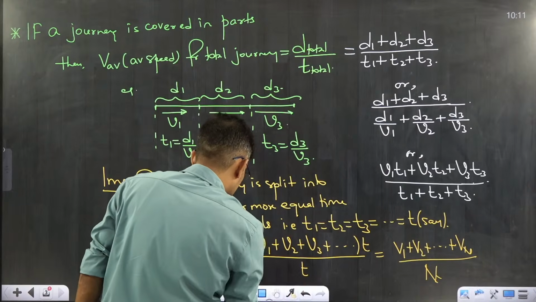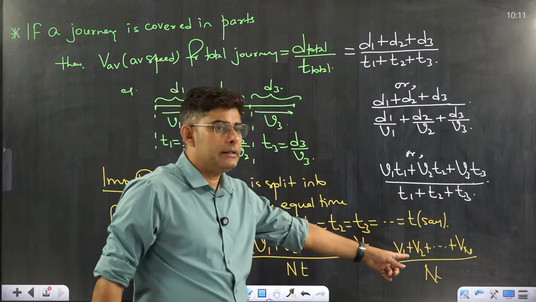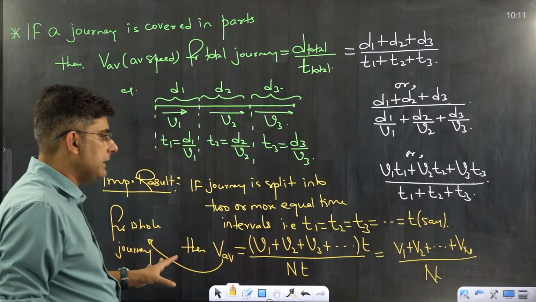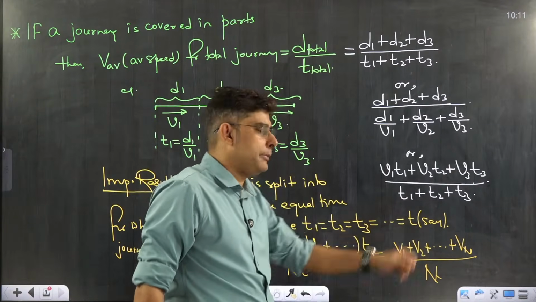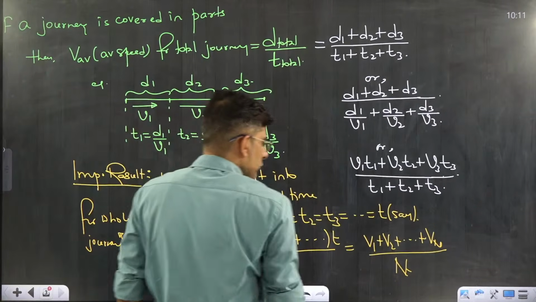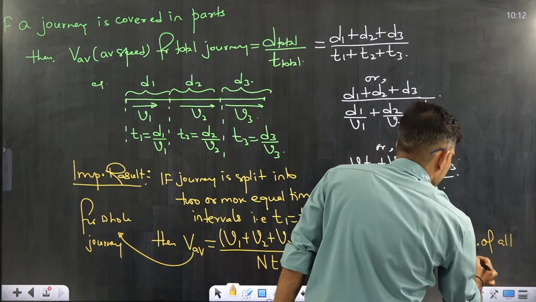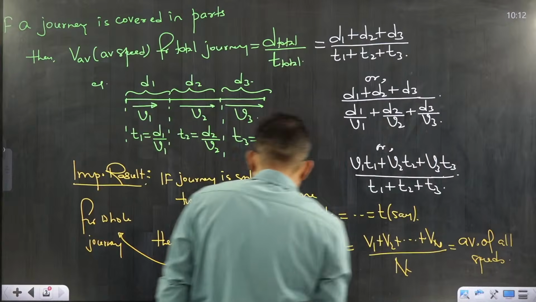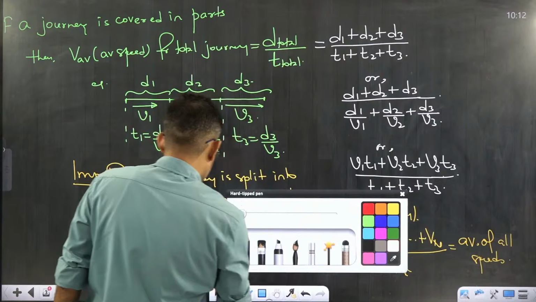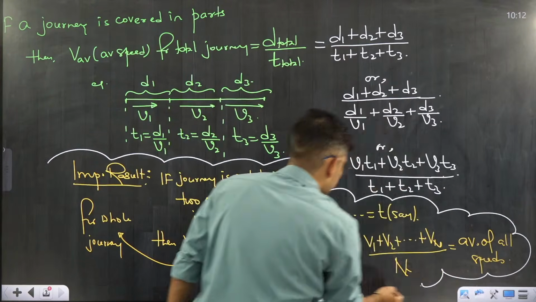If you divide the time into n parts, you will directly get the average of all speeds. So the average speed for the whole journey will become the average of all speeds. So this is a very important result which we can use. But this concept is only to be used whenever you see that the journey is split into equal time intervals.